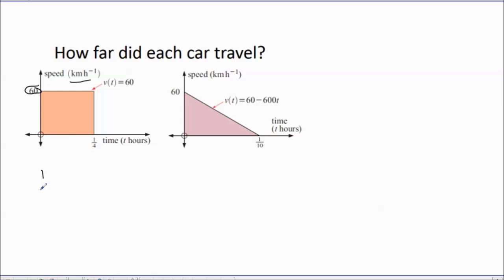So we can figure out that 1/4 of an hour multiplied by 60 kilometers per hour, and I'm going to write it as a fraction, we can figure out pretty quickly that if that's what we have, then we can cancel out the hours with the hours. And so we have 1/4 of 60, which would be 15 kilometers. And that's how far it traveled. Okay, so that's not super hard.